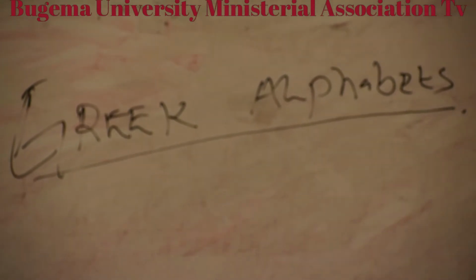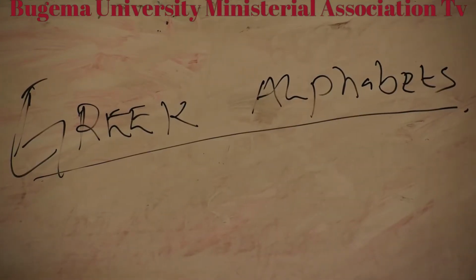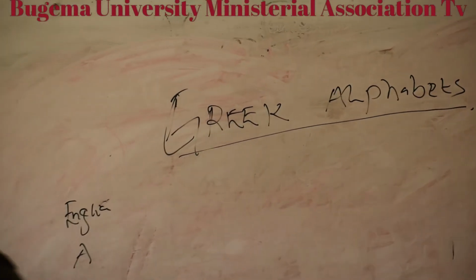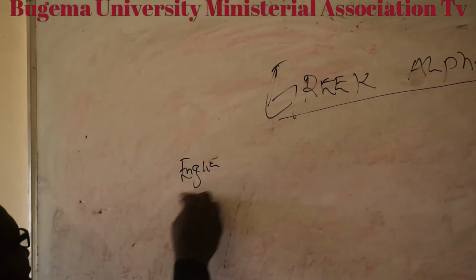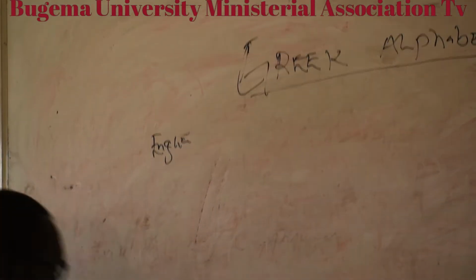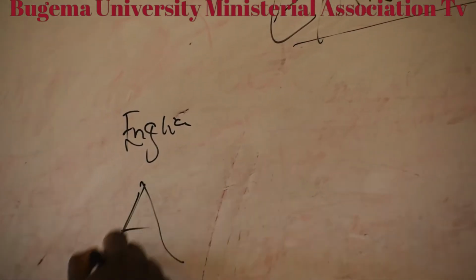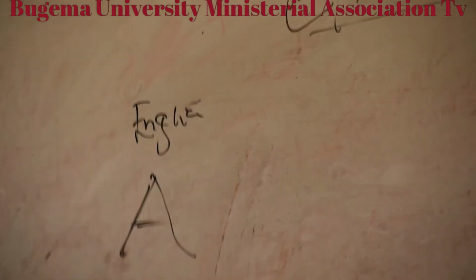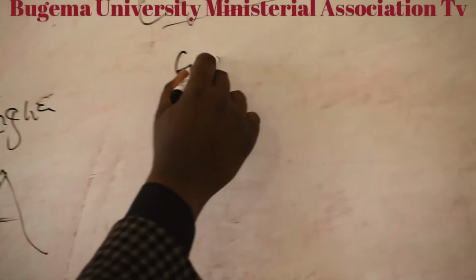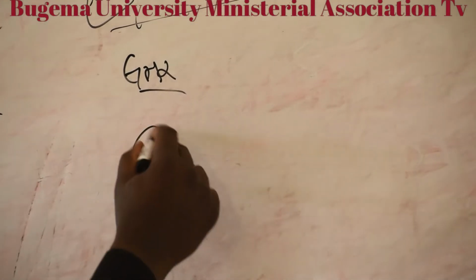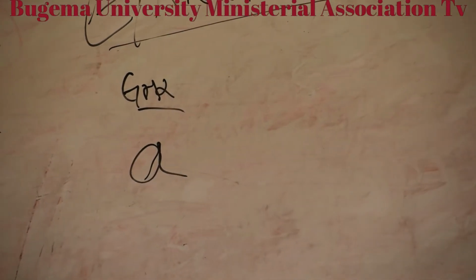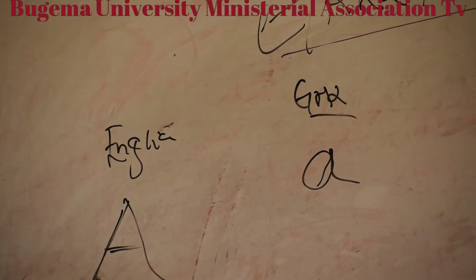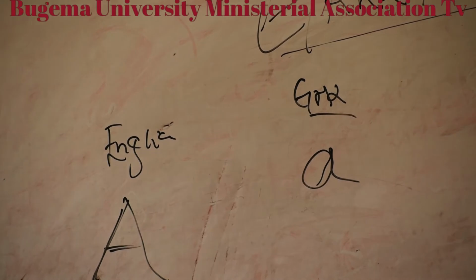In English, you will realize that the first letter is written like that. Or maybe I should write it in a bigger text so that you will be able to see. In English, it will appear as a big A. But now, when we come to Greek, you will find that it will be written as something like that. And you will wonder, what is this? Even in Greek, the capital of it is the same as that one in English.